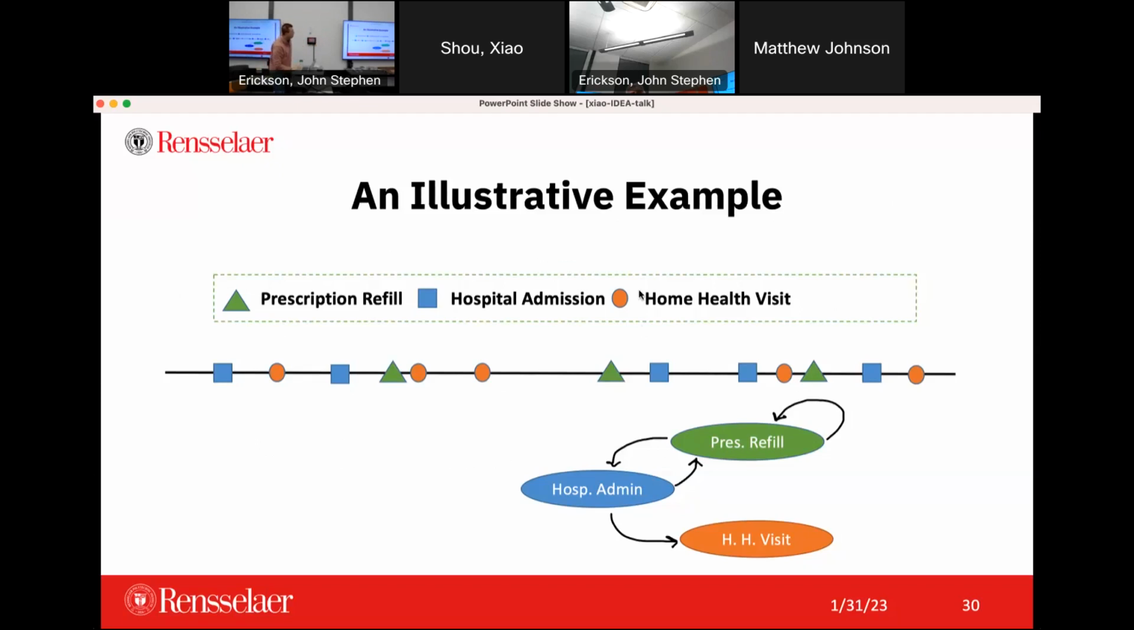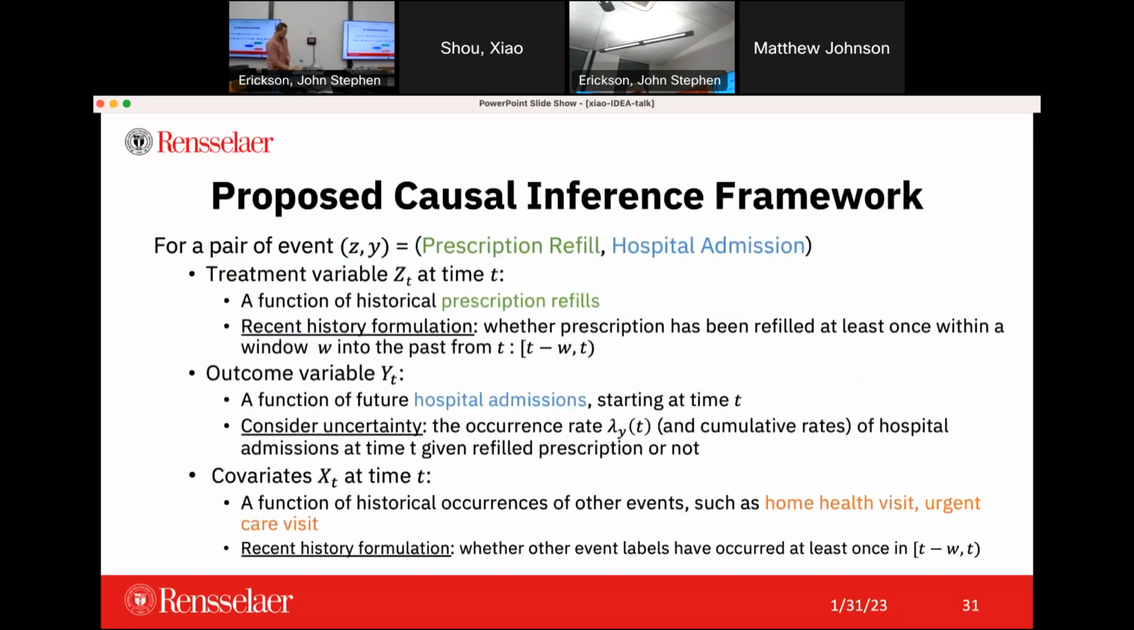If we have that graph here, then maybe we'll be interested in how prescription refill would affect my hospital admission, the rate of hospital admission. Maybe if I constantly refill this, taking pills, that will reduce my rate of being admitted to hospital. So yeah, no such work has been proposed. So I propose this causal inference framework for point processes.